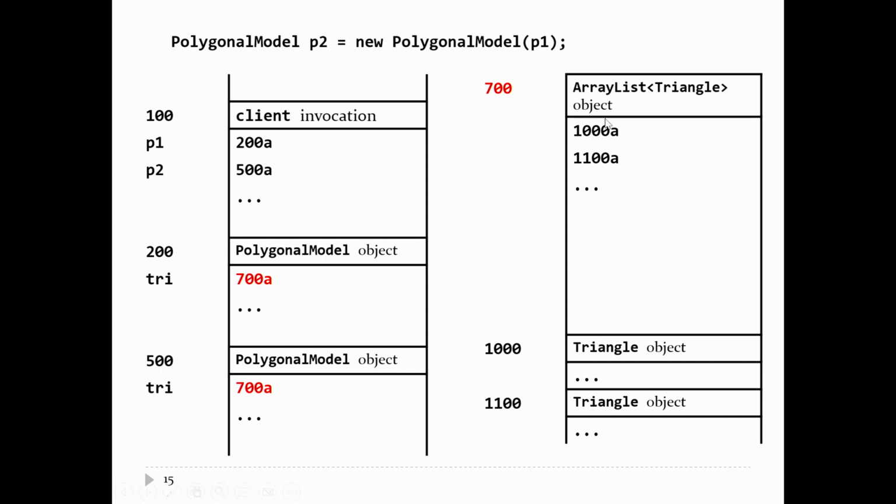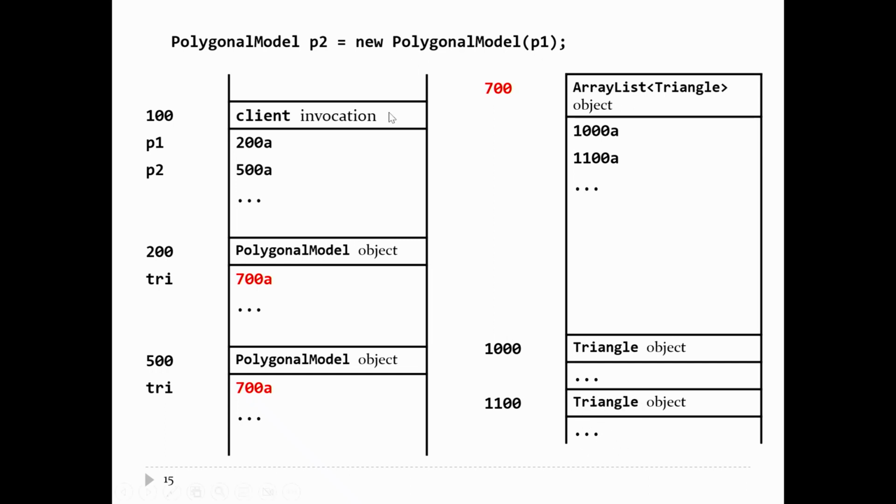If I have a polygonal model P1, and I make a copy of it using the copy constructor and assign that model to P2, there's your first model P1, there's your second model P2. Inside each model, there's a list of triangles, and these are the same lists. They refer to the same list object, which is up here. When you look inside this list object, you see that there are two triangles in it, the triangle there and there.